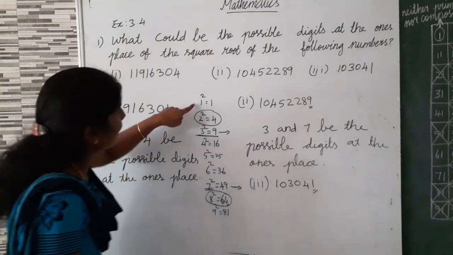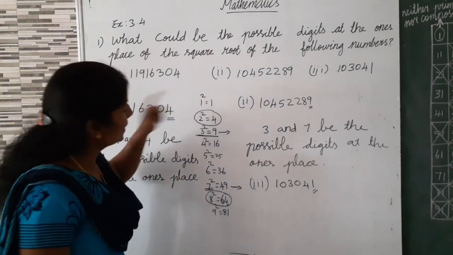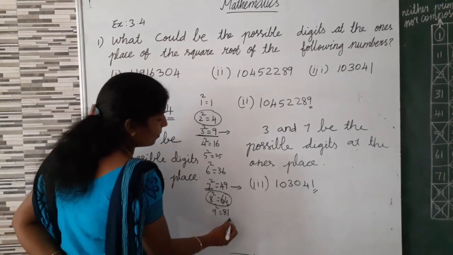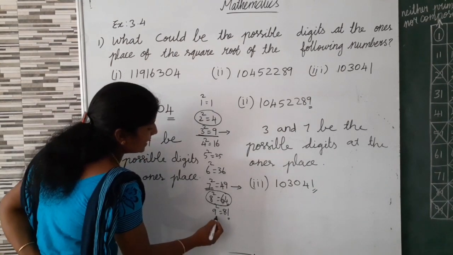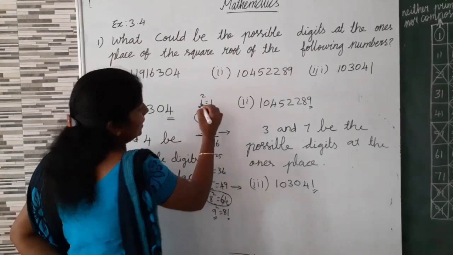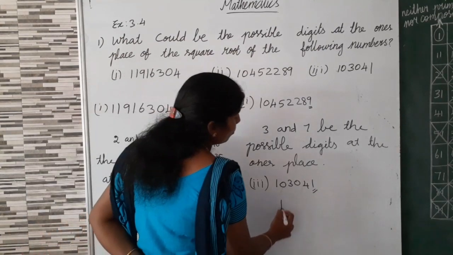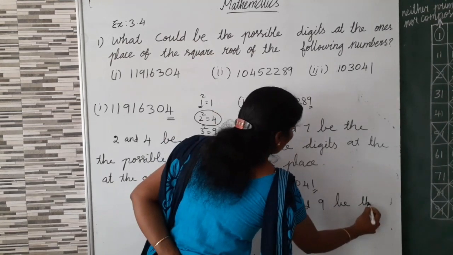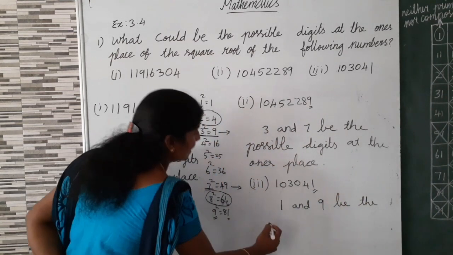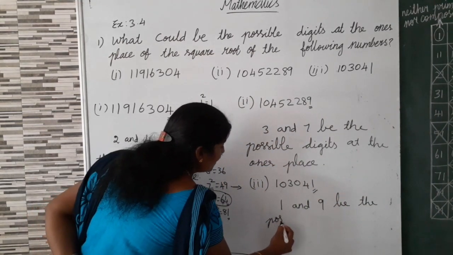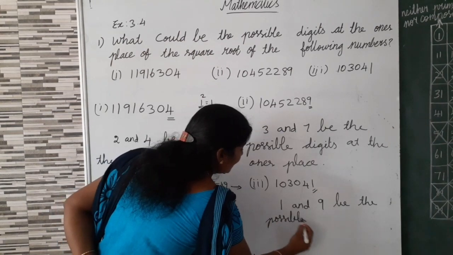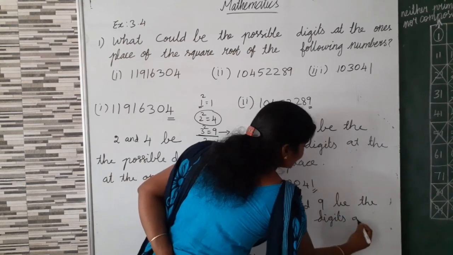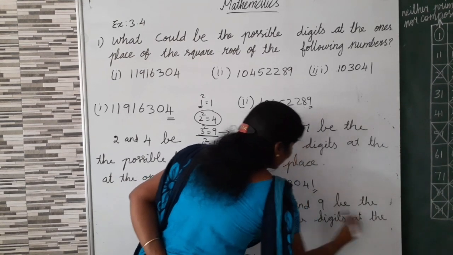What are the possibilities here? 1 square means 1. Then 9 square also 1, isn't it? Here ones place is 1. So we can take 9 and 1. So we can write 1 and 9 be the possible digits at the ones place.